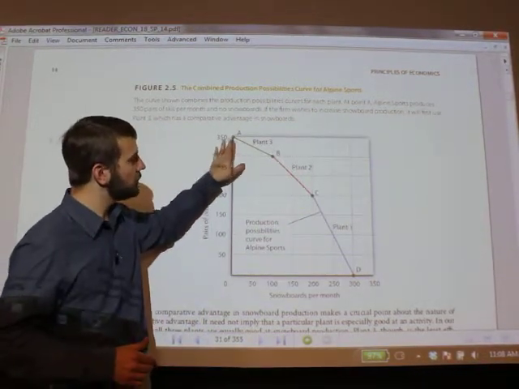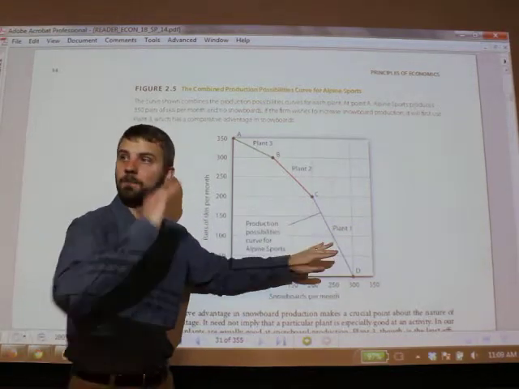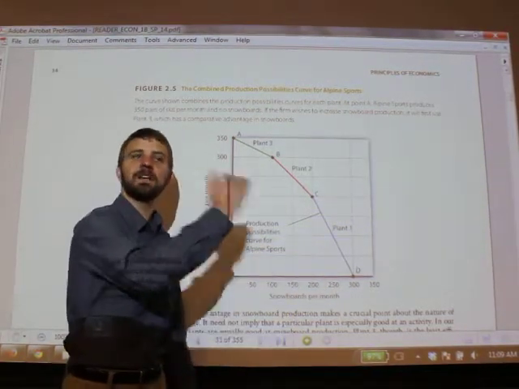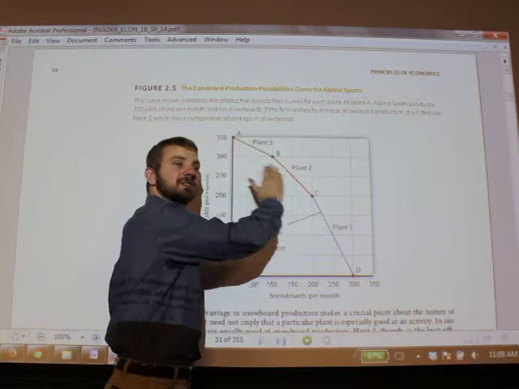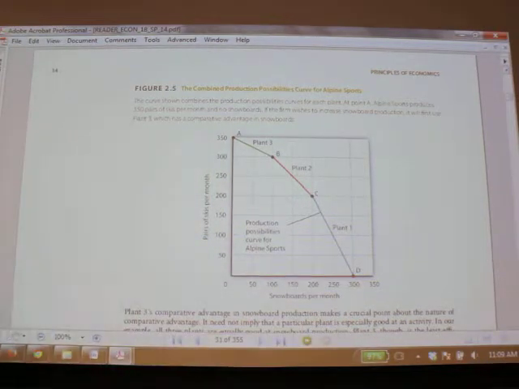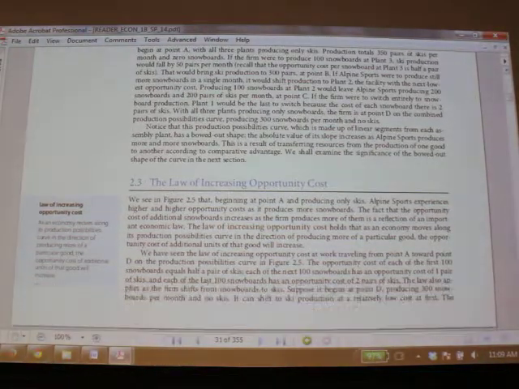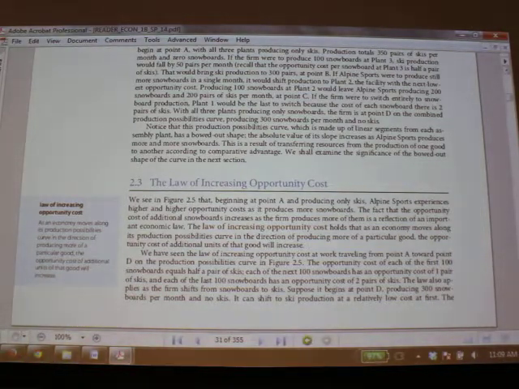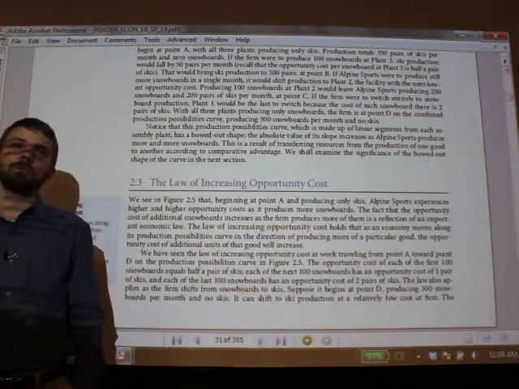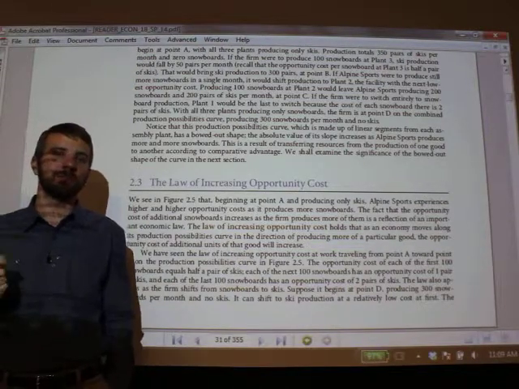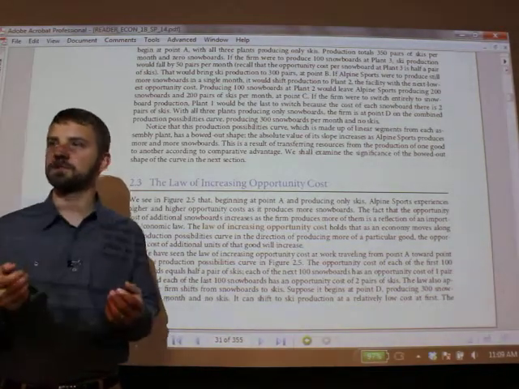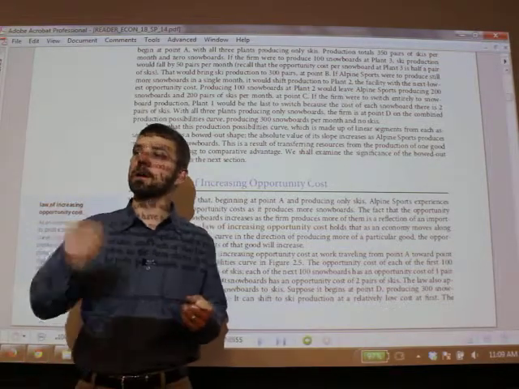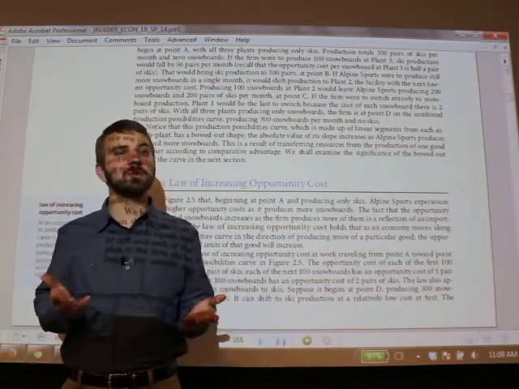The main thing to note here is that this now has a bowed out shape. That illustrates increasing opportunity cost. As you dedicate more resources to producing something, the cost of doing it increases. And this is true for her ski and snowboard operation, but also for economies as a whole. So imagine that our economy can produce cars and computers. And right now we're using half of our resources to produce cars and half to produce computers. But all of a sudden we start producing more cars. Where are we going to get the resources to produce more cars?